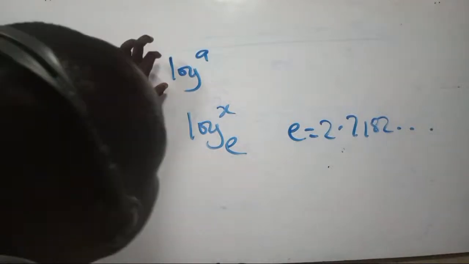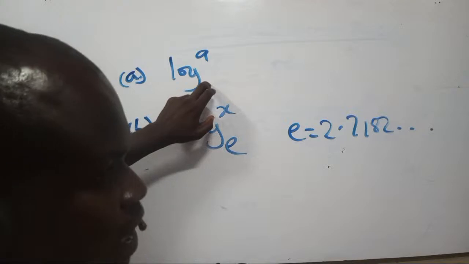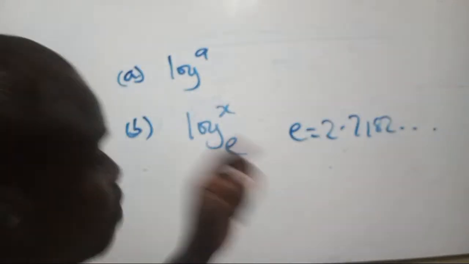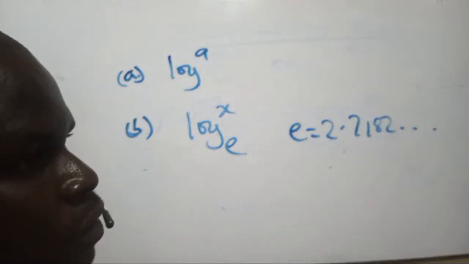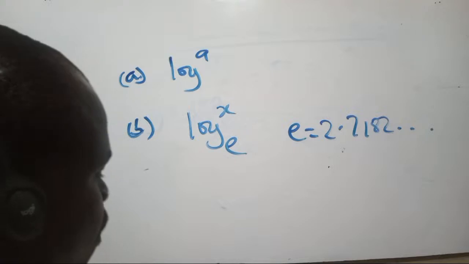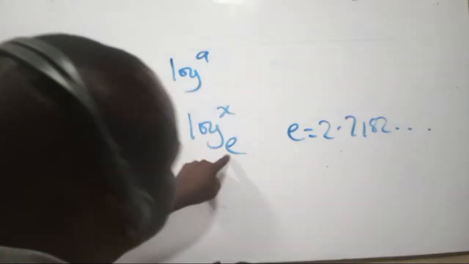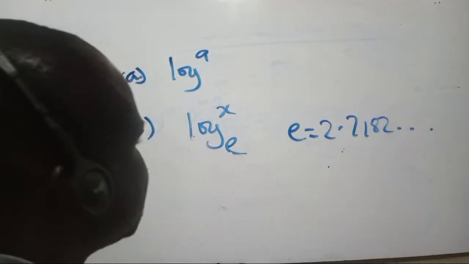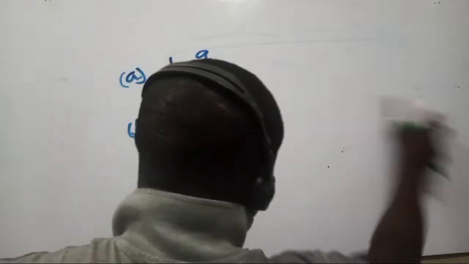So this first one, as I've said earlier on, when you have a log of a number without base, the base is assumed to be base 10. And that is what we refer to as common logarithm. At least at the elementary level, that is what we normally have. But if you have a logarithm and the base is e, that is log base e, it is referred to as natural logarithm. And that value of e, if you check your scientific calculator, you have something like this.